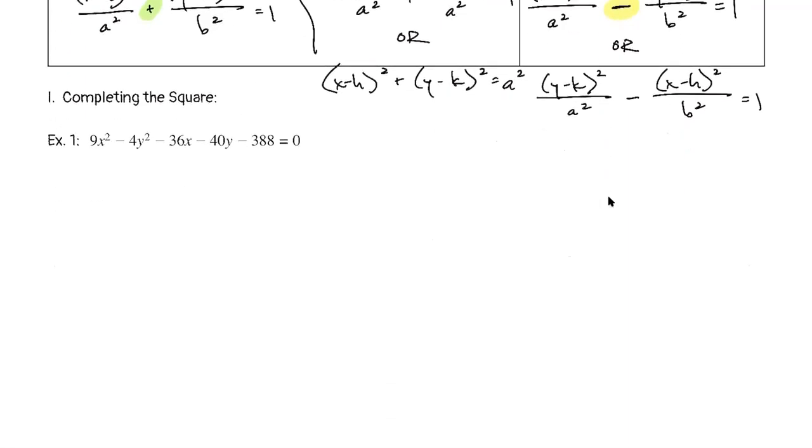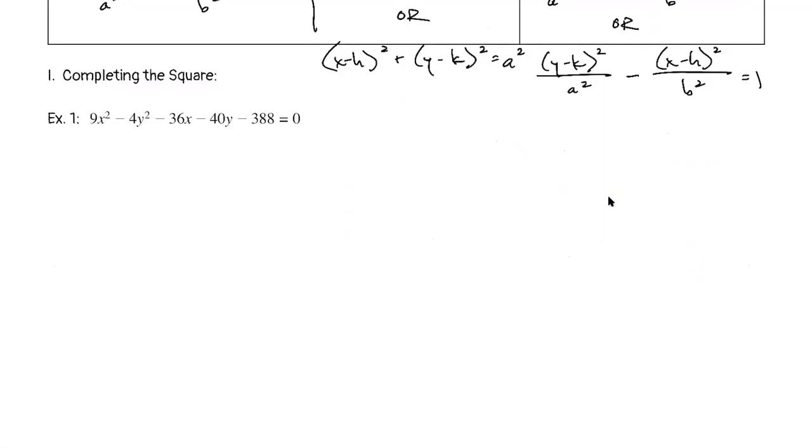All right, so this idea of completing the square, not going away, very similar. So we're gonna walk through this completing the square and then we're gonna get right into the graphing of hyperbolas, okay? So for this completing the square, we're gonna start the same way where we gather all of our X's, including the signs in front, and we gather all of our Y's, including the signs in front, and any constants like this negative 388, we're gonna move that to the other side.